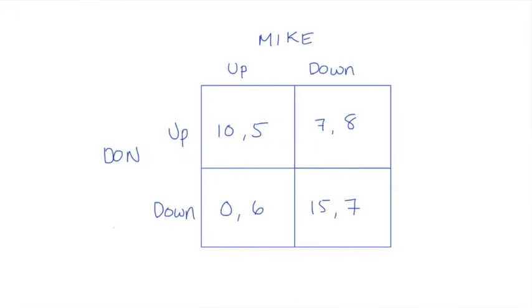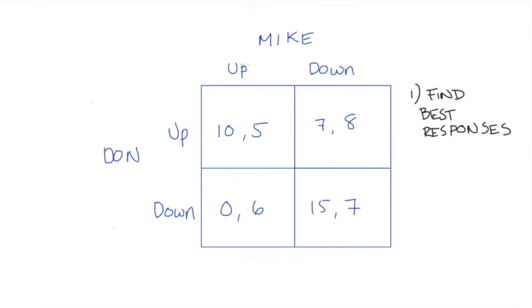We have 2 players, Don and Mike, and each player can either go up or down. Don is in the position of player 1, which is to the left of the grid, and Mike is in the position of player 2, which is above the grid. So in the cells, the first number corresponds to Don's payoff, and the second number corresponds to Mike's payoff. The first thing I'm going to do is find our best responses for each player. I can start with Don's best responses first to each of Mike's possible actions.